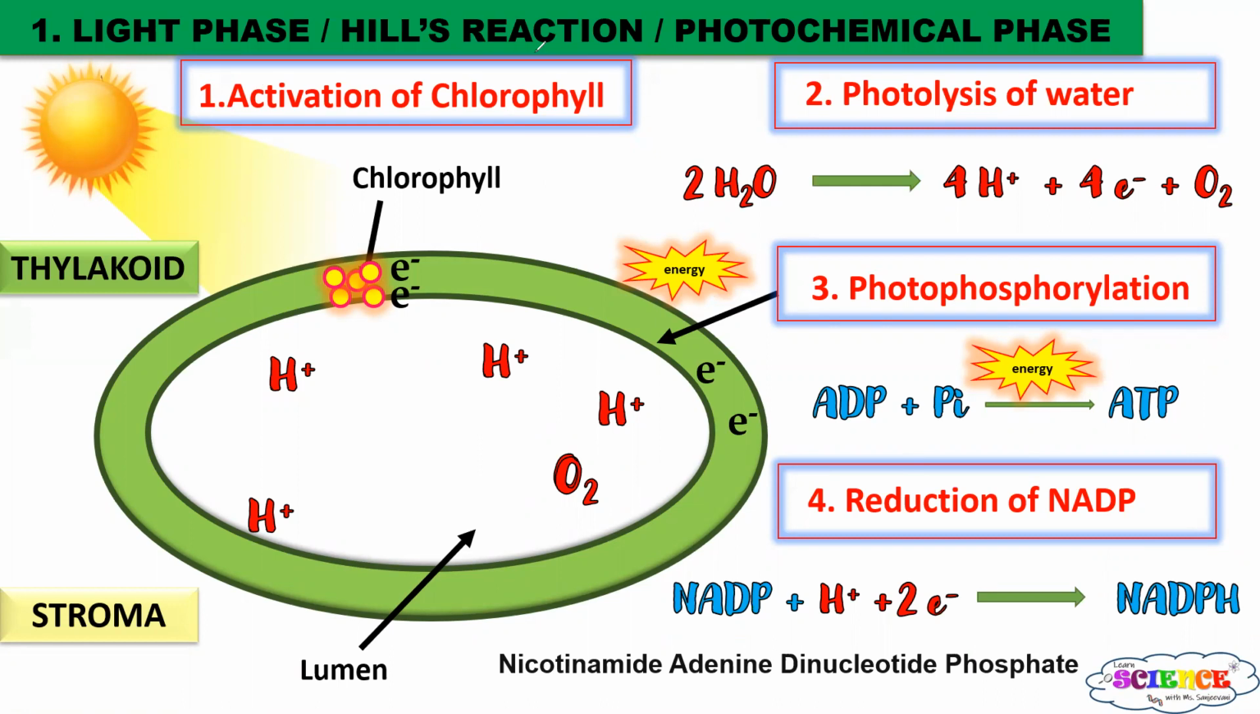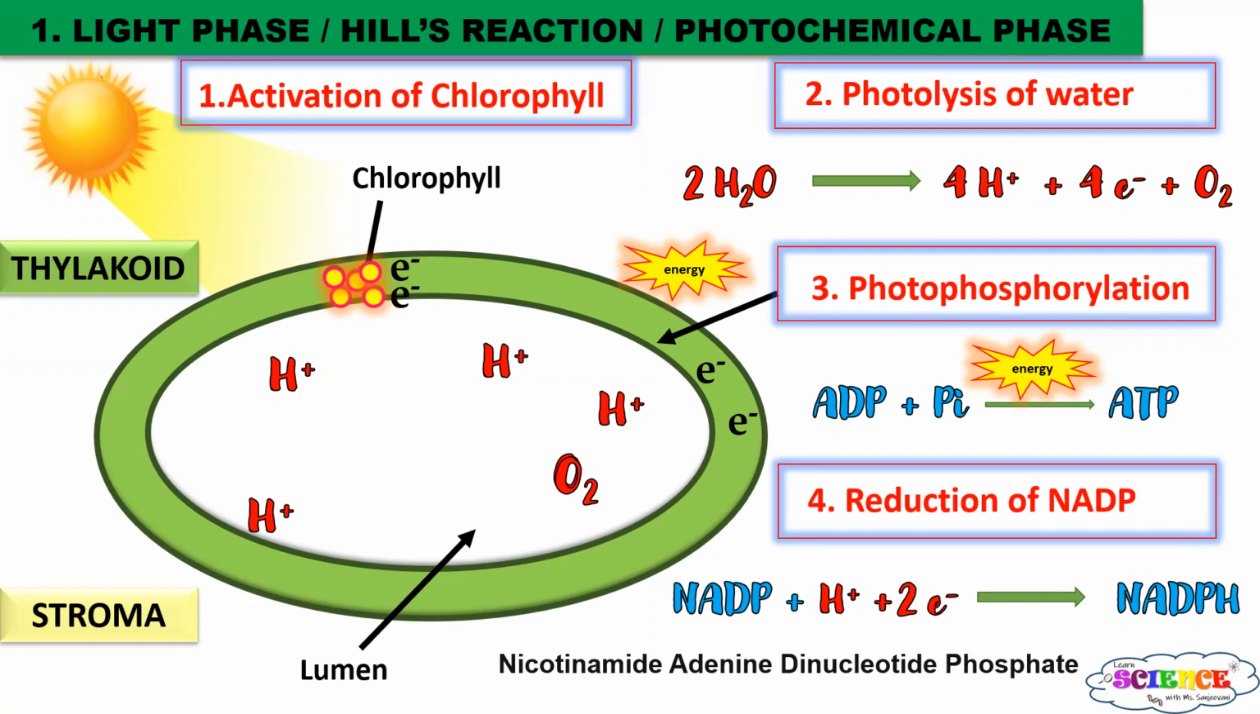How? We'll understand. So here you can see the overview of this light reaction. The light reaction occurs in four steps. First is activation of chlorophyll. Chlorophyll absorbs the light energy, in the form of photons, and gets activated. Second step, this activated chlorophyll causes splitting of the water molecule into hydrogen ion, electrons and oxygen.